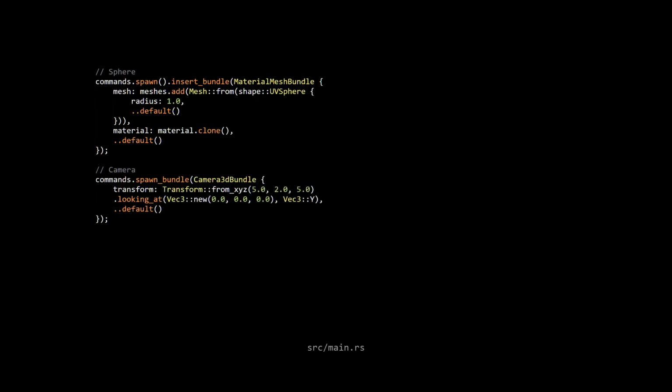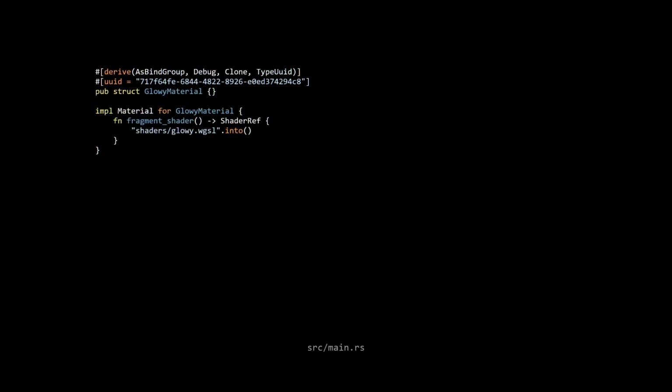Start with just a sphere and a camera. Now we'll add our custom material. This will need a UUID for the asset system and a few derives. We'll add the material implementation that'll load our shader code.